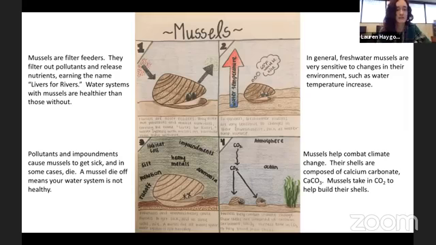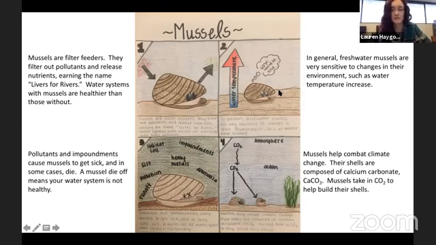So again, mussels are filter feeders, so they'll filter out pollutants and release nutrients. So they're actually nicknamed livers for rivers. So like our livers filter our blood, mussels filter the river, so livers for rivers. And water systems with mussels are a lot healthier than those without mussels. And then, like I had said before, mussels prefer 65 degrees Fahrenheit water. That's their ideal temperature.